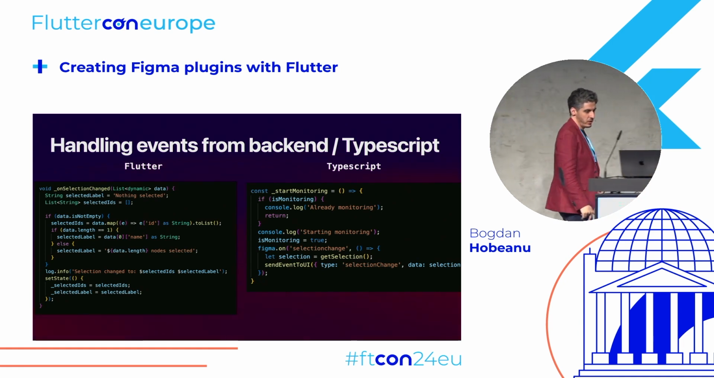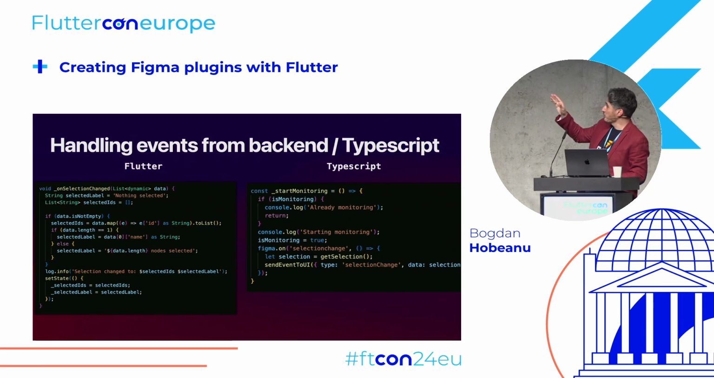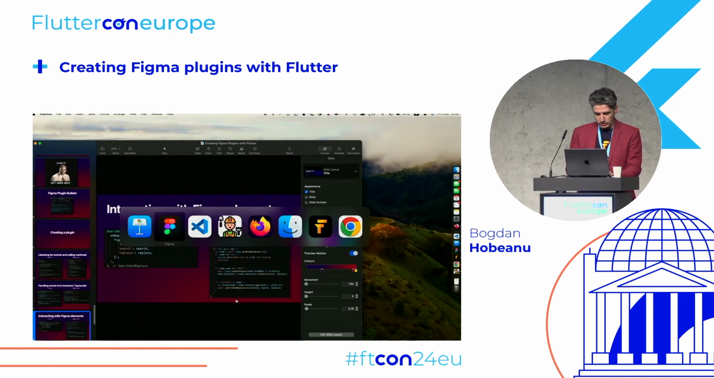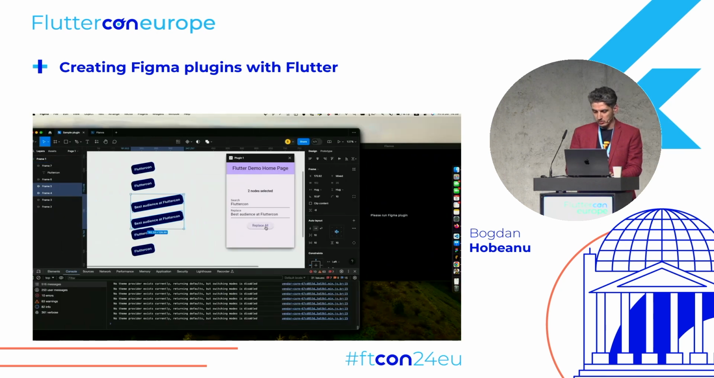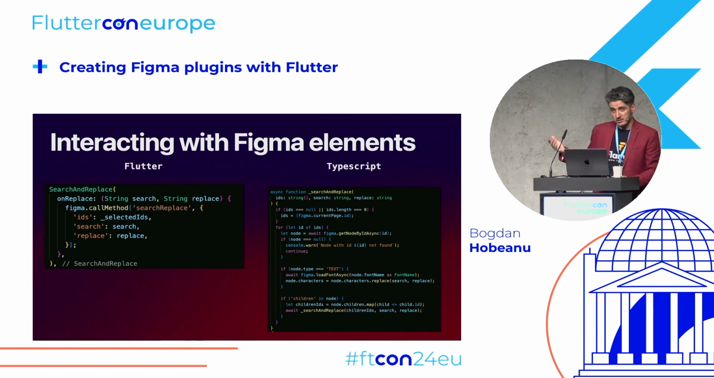The way we do this, we have an onSelectionChange handler, and this is some pretty basic code that just gets some IDs. This is the code inside Figma that actually sends the selection to Flutter. Then what happens when we press this Replace All button? It will call a method inside the backend. You see that callMethod call, and this is the code for the search and replace method in our backend.